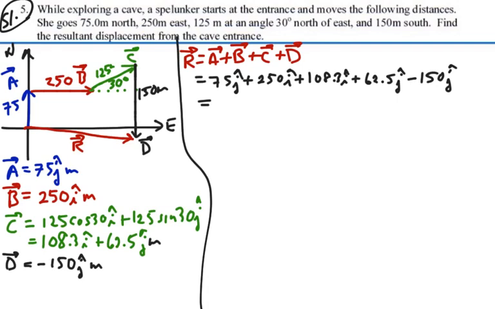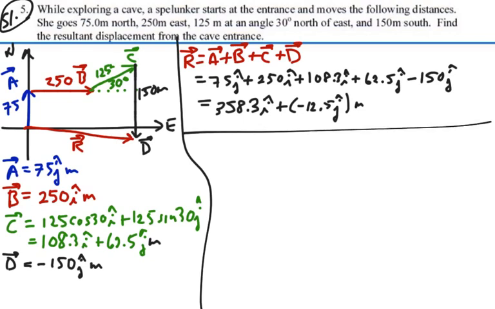Well, we add up all of our I components together and all our J components together, so we're going to have 250 plus 108.3 is 358.3I. And then for the J, we're going to have 137.5 minus 150, which is going to be a negative 12.5 J meters. That is our resultant vector. That would be our resultant displacement if you just want to list it like that.